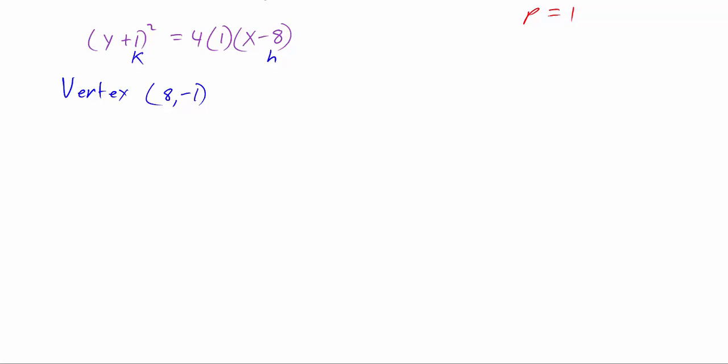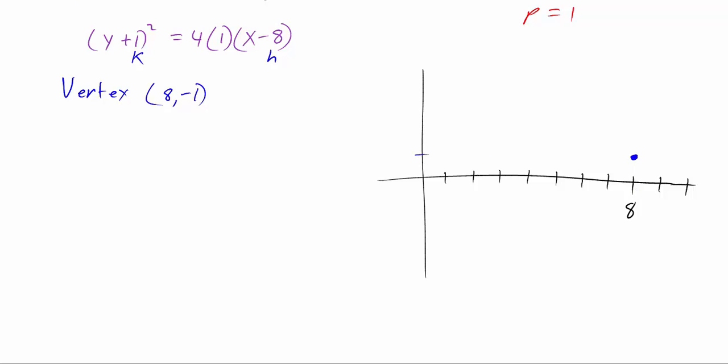So once again, once you find the vertex, this is where I recommend that you look at some sketch of the graph. And we know our vertex is going to be 8, negative 1. So if I mark that off, the vertex here is at 8 and then down 1. And our p-value up here, we notice, is positive. So that means our parabola is going to open to the right. So that means our focus is going to have to be on the inside.